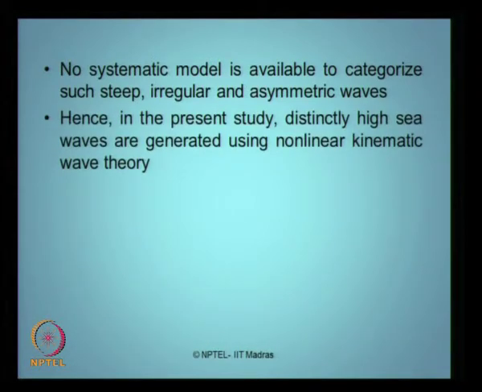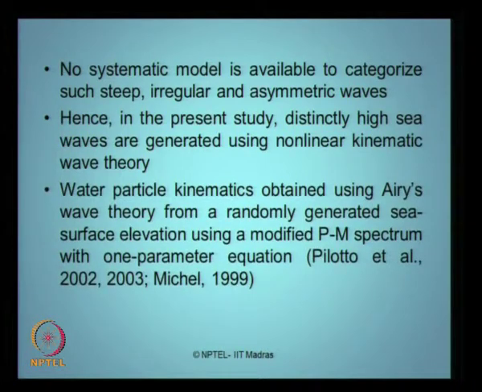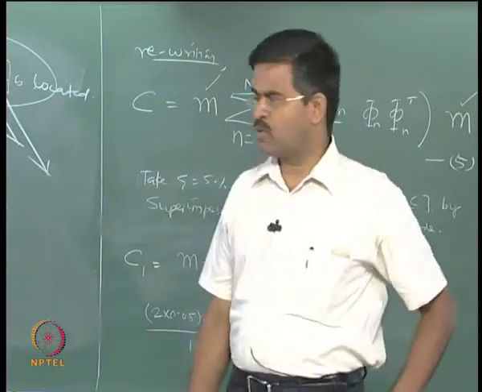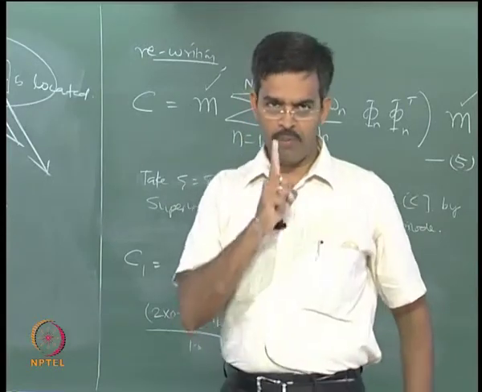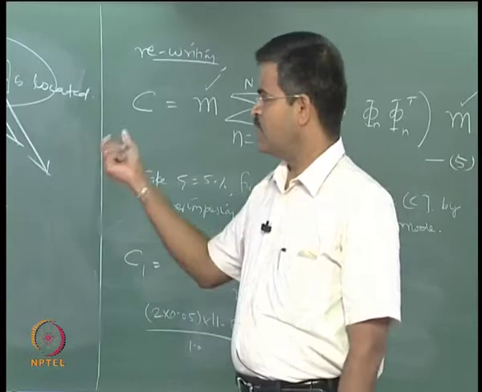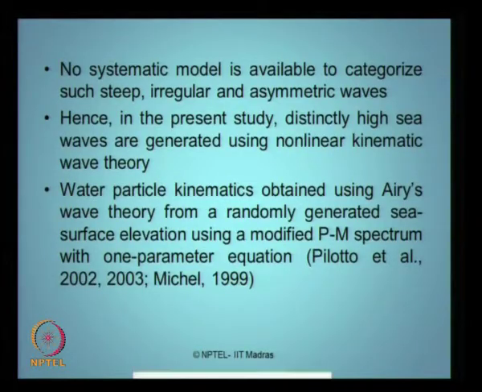So, in the present study we talk about distinctly high sea waves which are generated through nonlinear kinematic wave theory. I am not talking about the generation of the wave, I will give you a very brief hint about it. The water particle kinematics has been obtained using Airy's wave theory with a randomly generated sea surface spectrum given by Pierson-Moskowitz. You can always modify the spectrum to obtain a specific nonlinear kinematic wave theory application using one parameter which has been given by Pilotto et al. Okay, Pilotto has said you can modify this existing spectrum with one parameter variation which can fit for a nonlinear kinematic wave theory generation, which has been done in this problem.